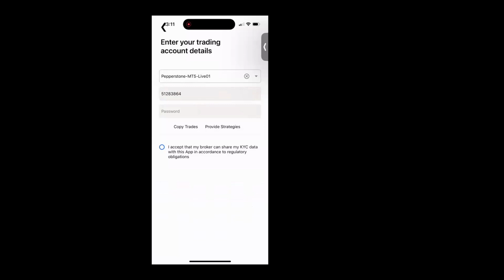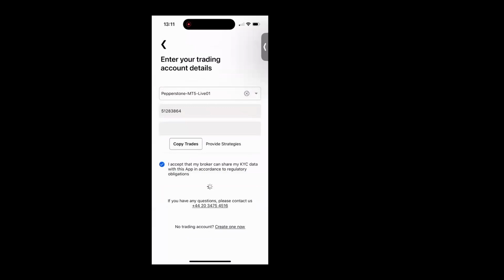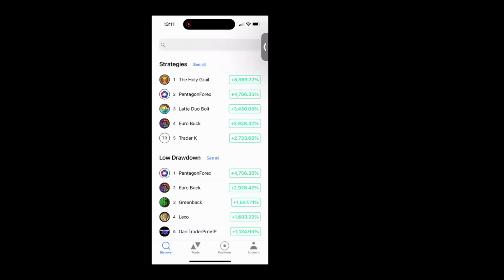And here is my MT5 master password. It needs to be your master password. Then I'm going to choose to be either a copier or a signal provider. And what I'm doing right now is I'm just showing you how to be a copier first, and then I'll come on to being a signal provider.